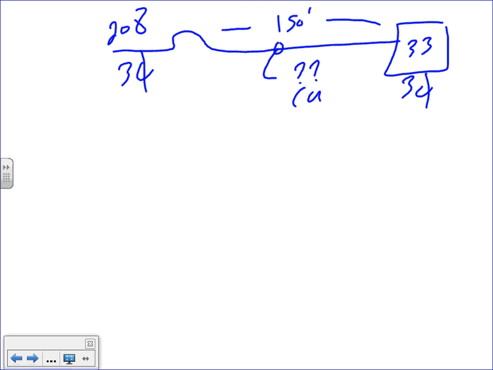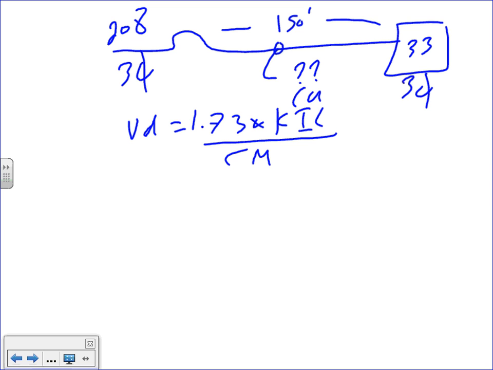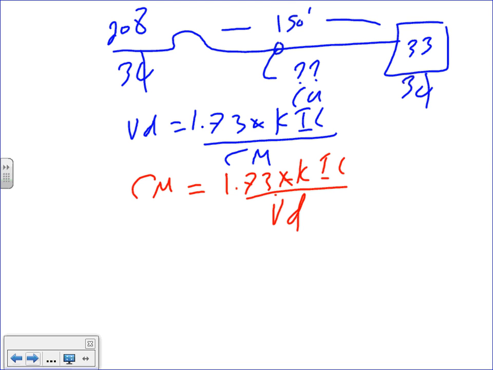Let's go correct. How do we correct? Here's the formula: voltage drop equals 1.73 times K times I times L divided by CM. When I correct, and I hope your algebra knowledge is good enough to flip these, I want to find CM this time. So CM equals 1.73 times K I L over the voltage drop. Everybody knows that this is equivalent to this.